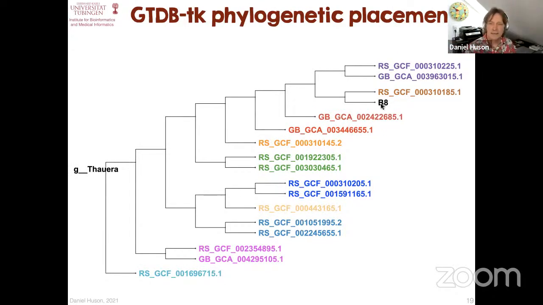So here's an assembled genome, and I'll talk more about this later. And this is the typical output of the GTDB toolkit when you do phylogenetic placement. It says this is where your query sequence is, and these are the reference genomes that are close by, and they're all in the same genus here of Torera.